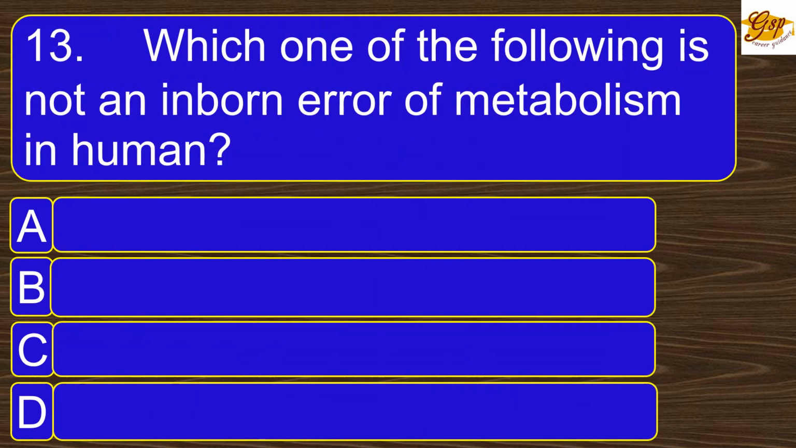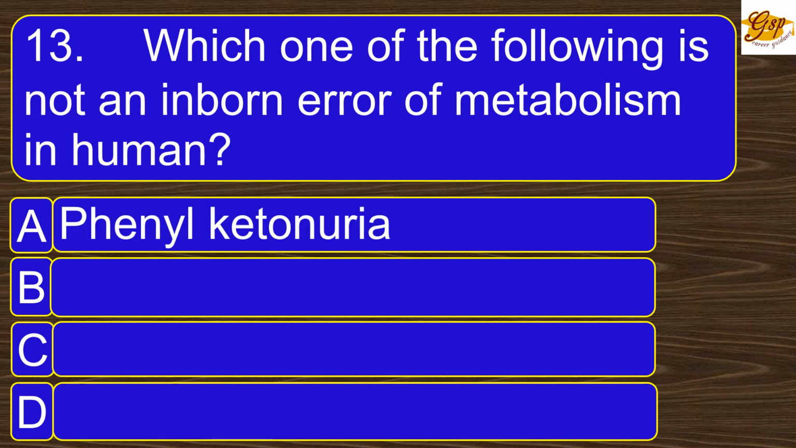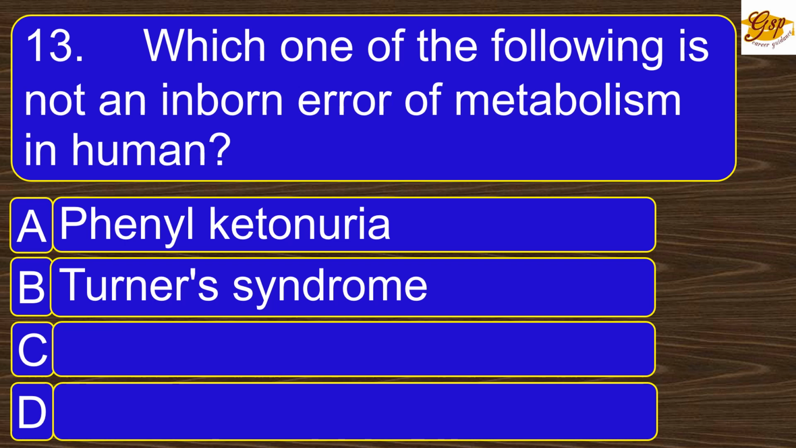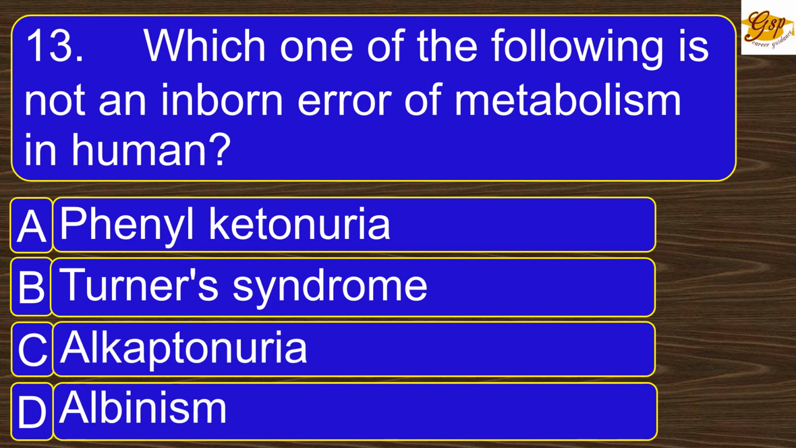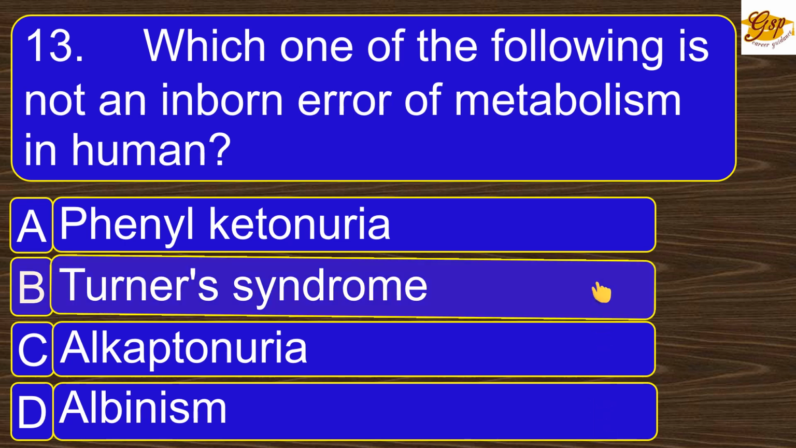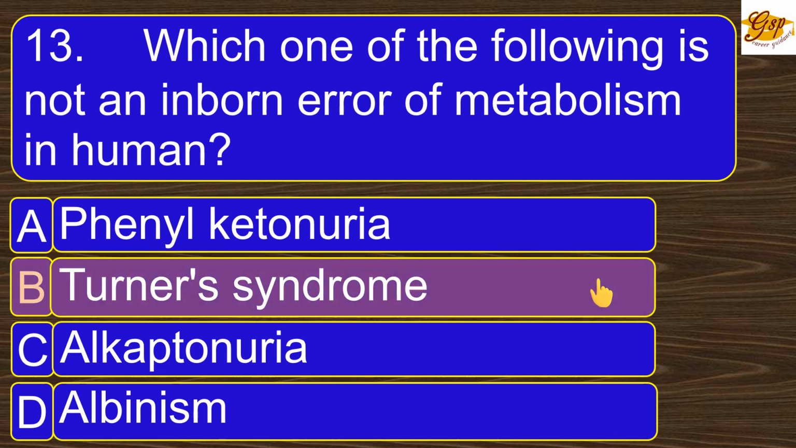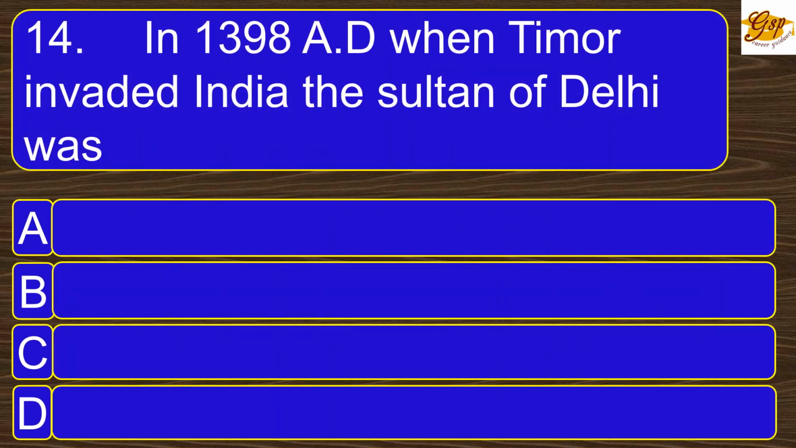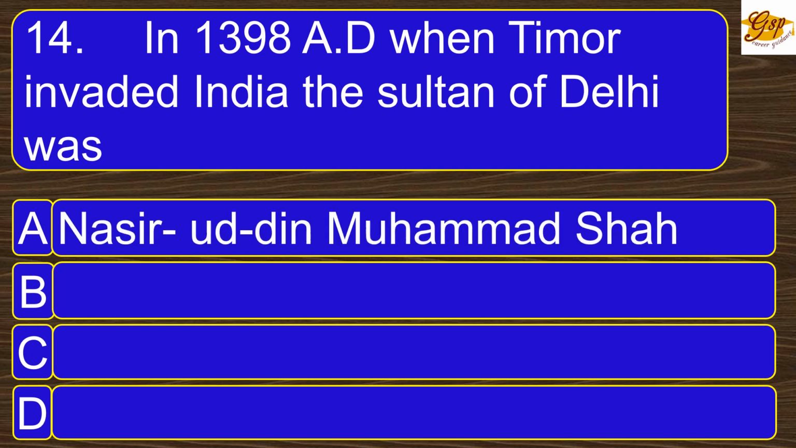13th question. Which of the following is not an inborn error of metabolism in humans? A, Phenylketonuria; B, Turner syndrome; C, Alkaptonuria; D, Albinism. The correct answer is B, Turner's syndrome.